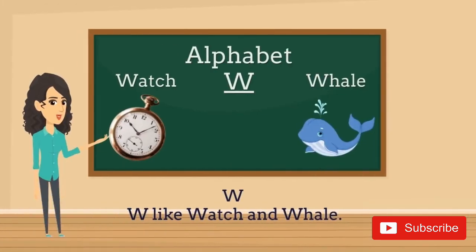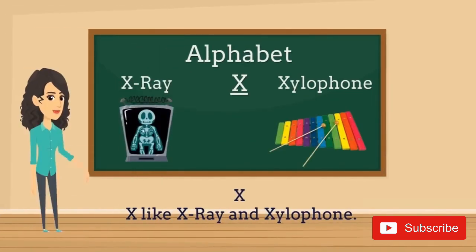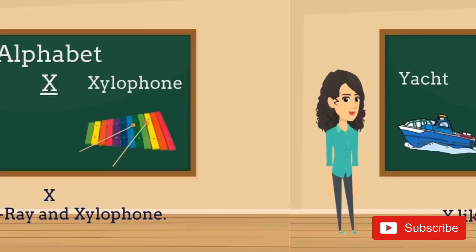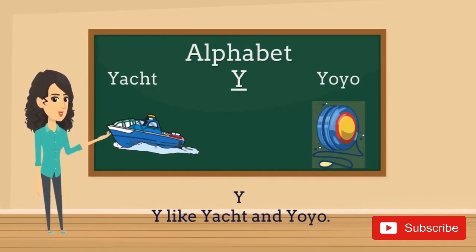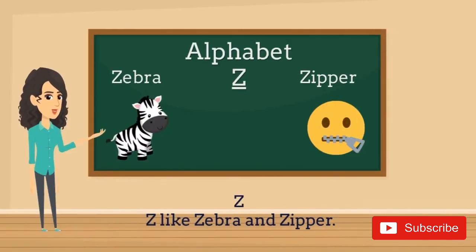W. W like watching whale. X. X like X-ray and xylophone. Y. Y like yacht and yo-yo. Z. Z like zebra and zipper.